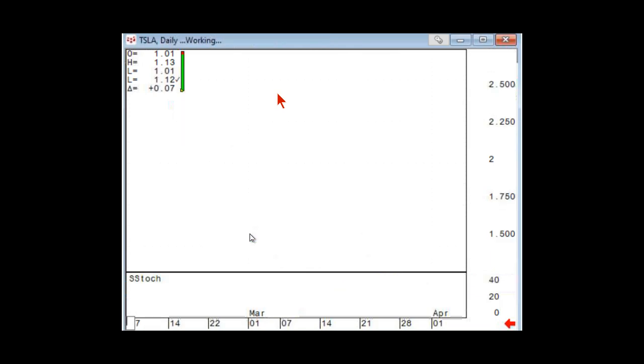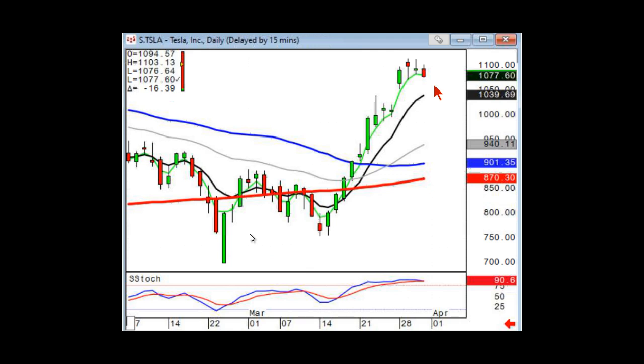I miss Tesla. Tesla, you can see your hanging man after the gap up. I would suspect on weakness they're coming back down to test the T-line.